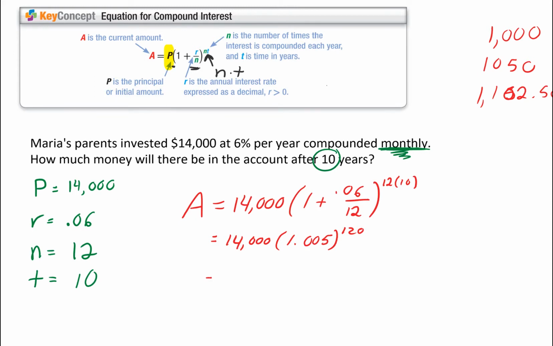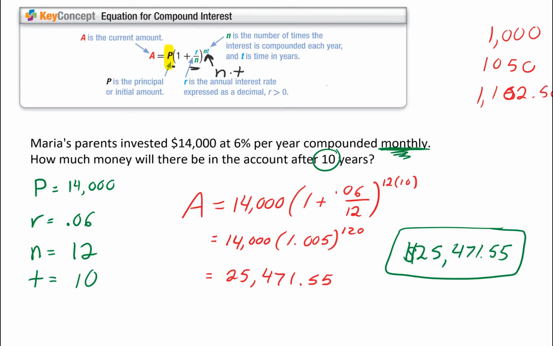Get your fingers working again and plug all that in the calculator and get yourself the number 25,471.55. Round it to 2 decimal points because we're talking about money here, and money has dollars and then cents. So the 2 decimal points for our cents. So after 10 years, that 14,000 will be worth 25,471.55. Good return on investment for Maria's parents.